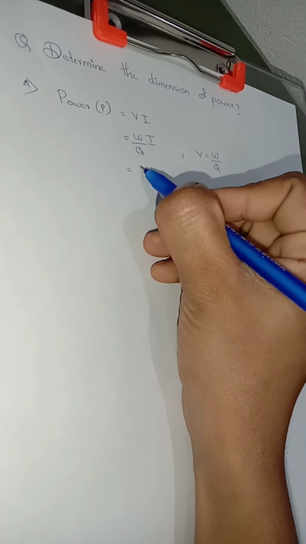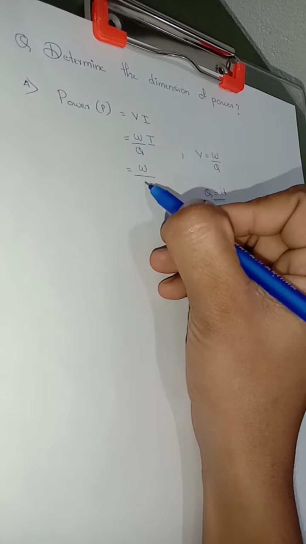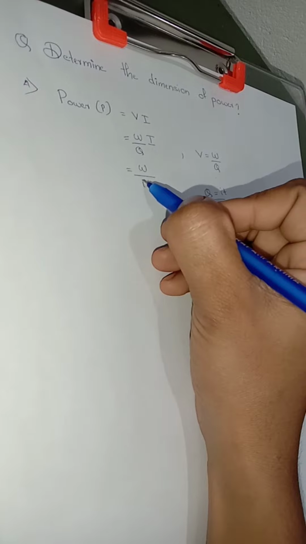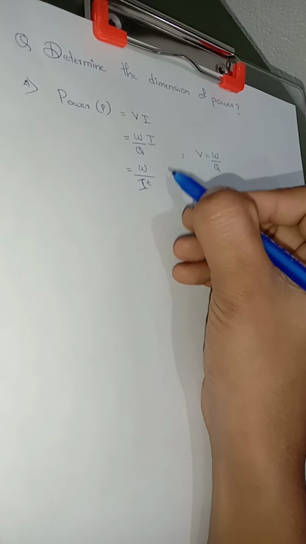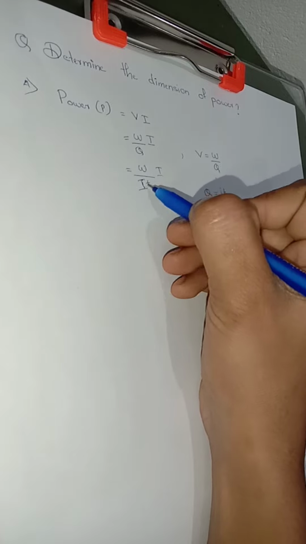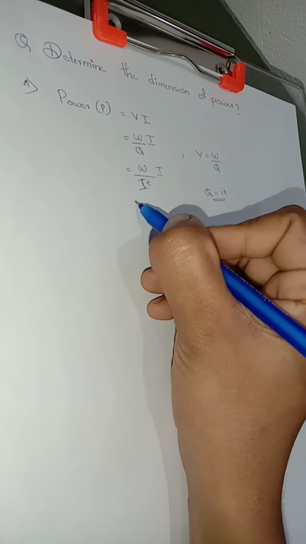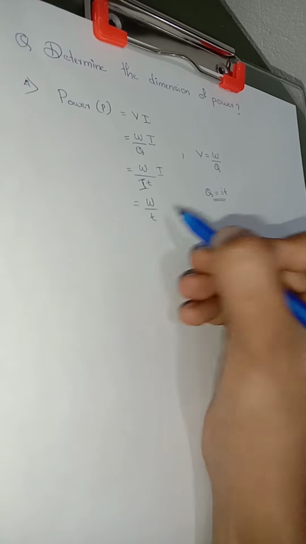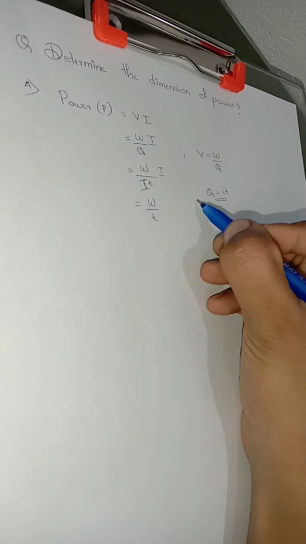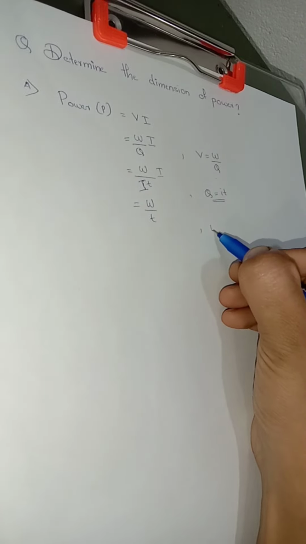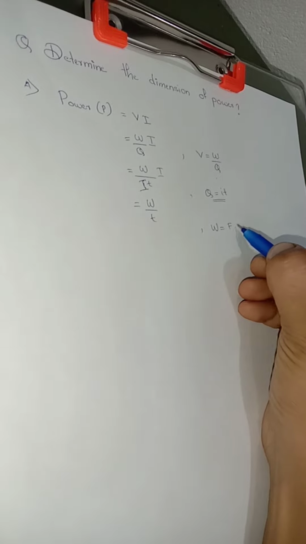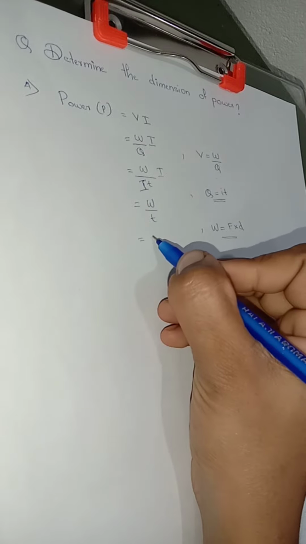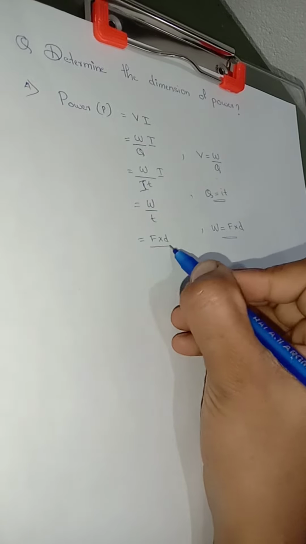So it is energy or work by charge. Instead of charge, we are writing current I into time T, and here also we can write capital I into this I. So here you can see both the currents get cancelled out. So now the equation becomes work or energy by time T. Now we know the equation for work. W is equal to force into displacement. So we are substituting instead of work over here, that is force into displacement by T.